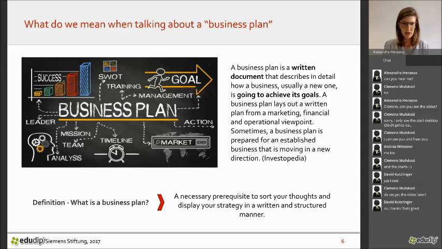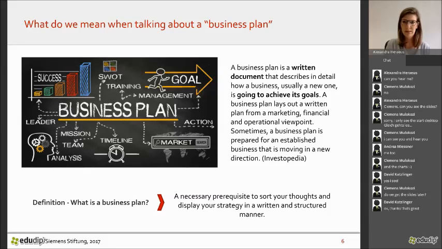As you can see here, there's a longer description taken from Investopedia and a short one at the very bottom of the page. I think the main buzzwords that are really necessary to describe what business planning means and what we will look at when we say we look at a business plan are threefold.